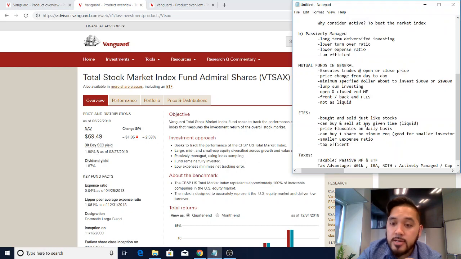So moving on. Certain mutual funds have front end and back end fees, so definitely you have to look at that. It's just more fees added on when investing. And in general, mutual funds are not as liquid as ETFs. And what I mean by liquid is you could cash it out anytime that you want and get the money back into your bank account or back into your pocket.